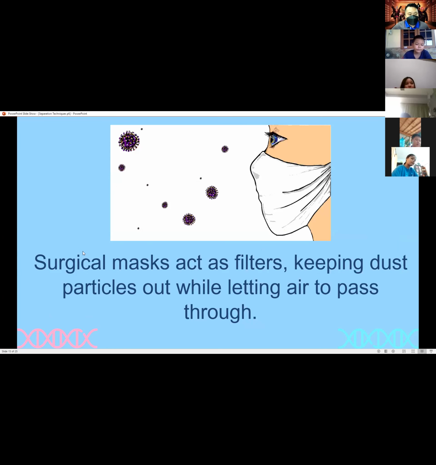Okay. So we use surgical masks as filters, keeping dust particles out while letting air pass through. So the dust particles will be trapped here. Okay? So that we cannot inhale the dust, but the air can still go inside. Understand?